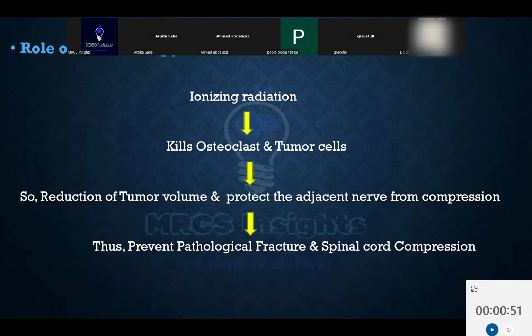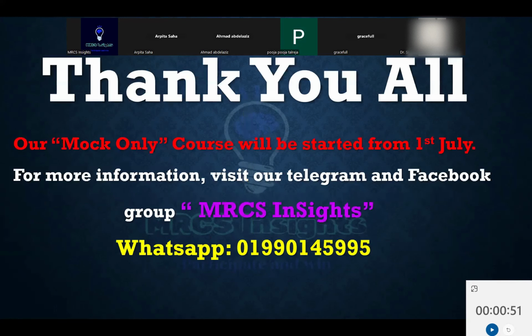Now next, role of radiotherapy in bone metastatic breast cancer. Dr. Ahmad told it nicely. Just for you again, I have shown the slide. Radiotherapy contains ionizing radiation that kills the osteoclast and tumor cells. As a result, there will be reduction of tumor volume and it also protects the adjacent nerve from compression. So what does it result? Eventually it prevents pathological fracture and spinal cord compression. So this is how radiotherapy acts in case of bone metastatic breast cancer.